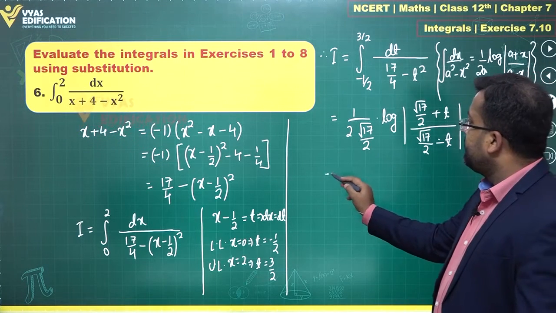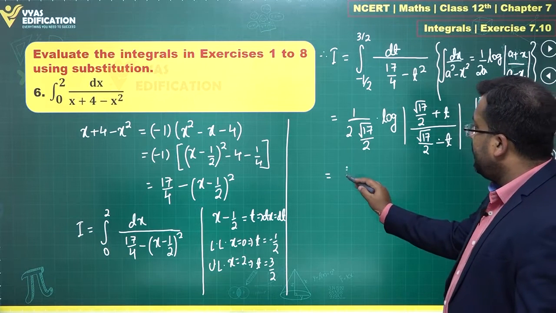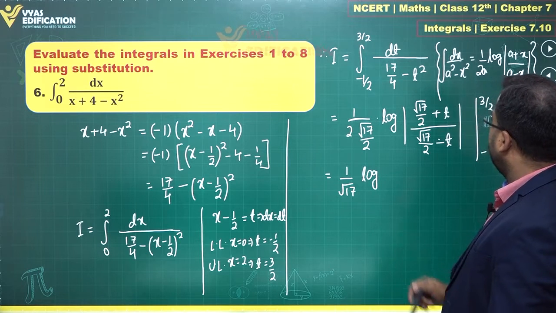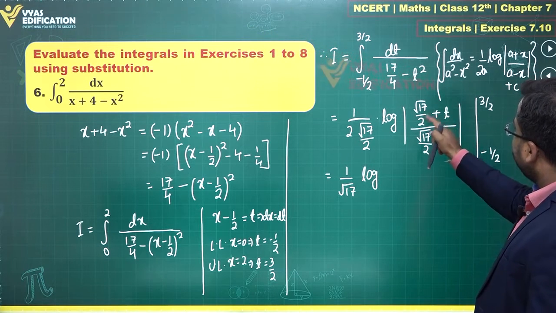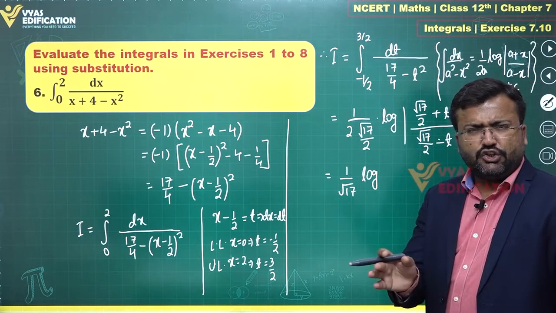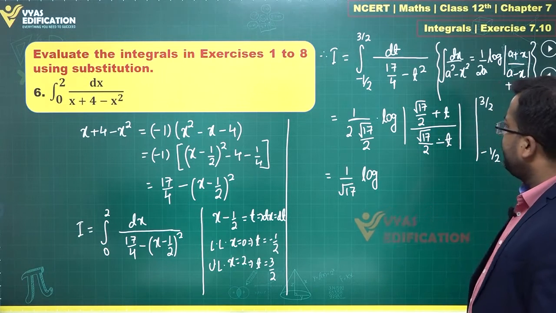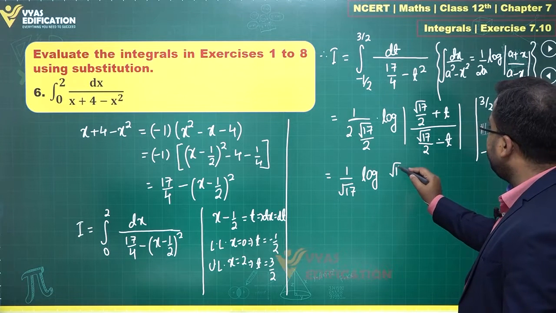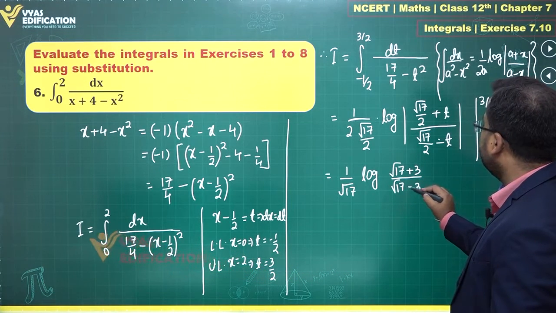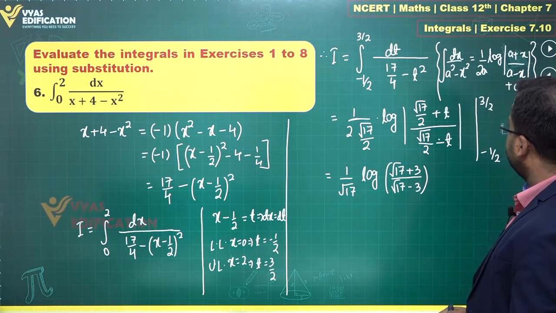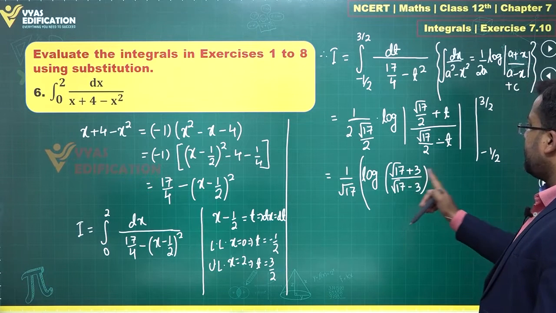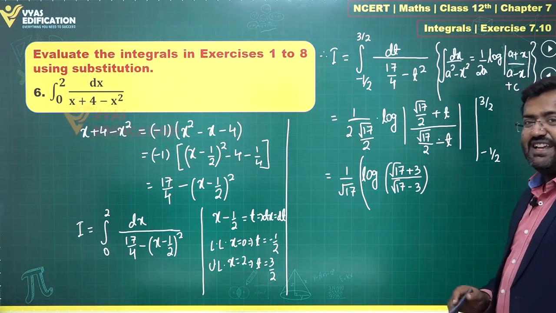What else? This becomes 1 upon root 17 log. What does this give me? Root 17 by 2 plus 3 by 2, over root 17 by 2 minus 3 by 2. If you see, that 2 in the denominator will get cancelled, right? So this becomes root 17 plus 3 over root 17 minus 3. That's one of the things. And you can maybe take out this 1 by root 17 common, and I'll write this complete expression in a bracket after subtracting the next one.